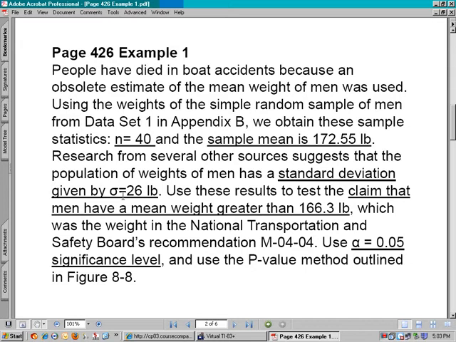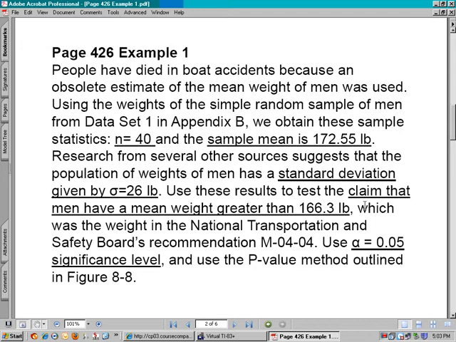Notice it says use these results to test the claim. Now, this is very important. Always look to see if you can locate the claim first, and then we will use the claim to set up the null and the alternative hypothesis, and we're going to test that claim to see if it's accurate using our sample. So notice the claim that men have a mean weight greater than 166.3.